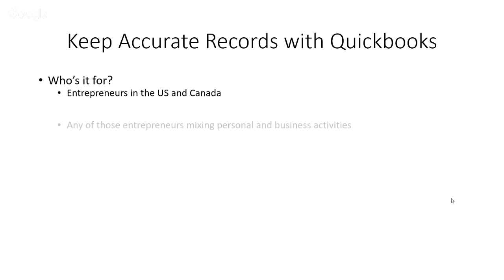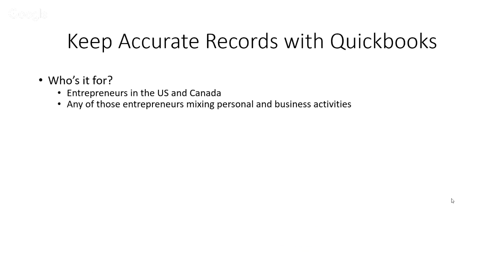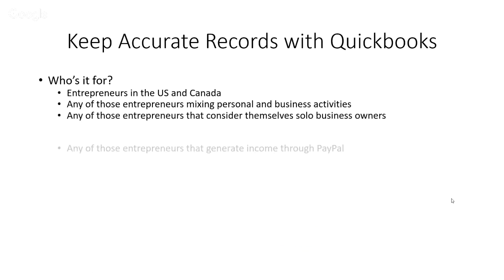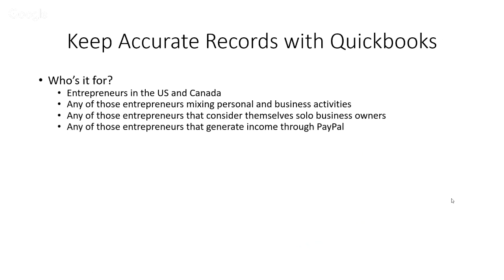This is for entrepreneurs in the U.S. and Canada. Anybody who's mixing business and pleasure, business and personal, right? And any of those entrepreneurs that generate income through PayPal, because PayPal just feeds right into QuickBooks, right? And so this is going to make things really easy for them. So how do we do it?